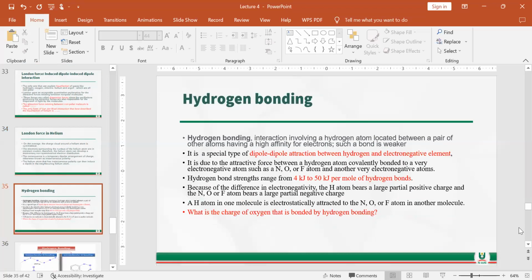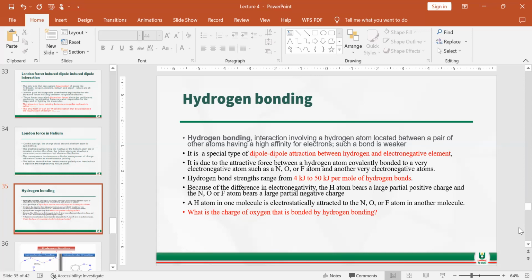So we have hydrogen bonding. Hydrogen bonding interaction involves a hydrogen atom located between a pair of other atoms having a high affinity for electrons. Such a bond is a weak bond. We can have hydrogen bonding in water and in ethanol, as you have known in your O-level chemistry. So it is a special type of dipole attraction: the hydrogen bond between hydrogen and an electronegative element.